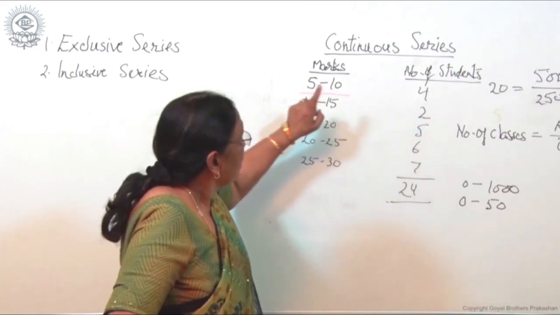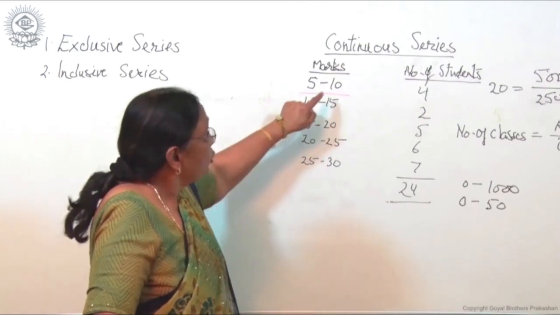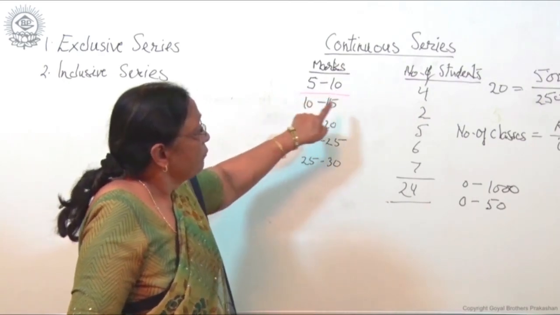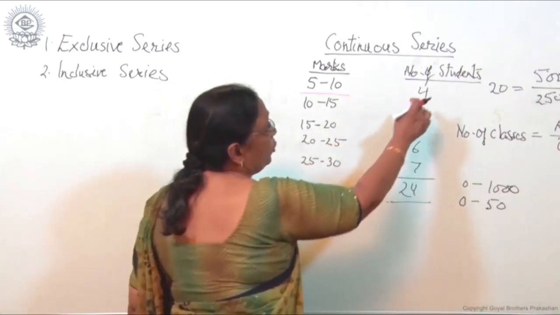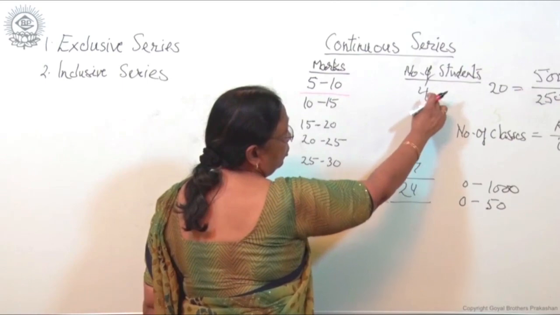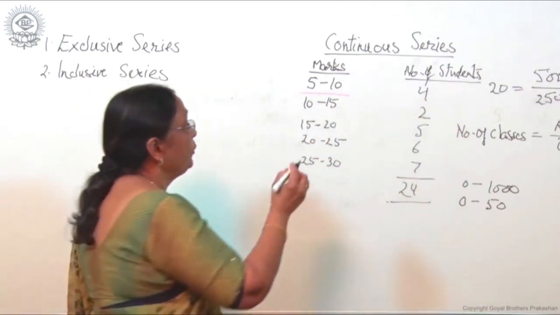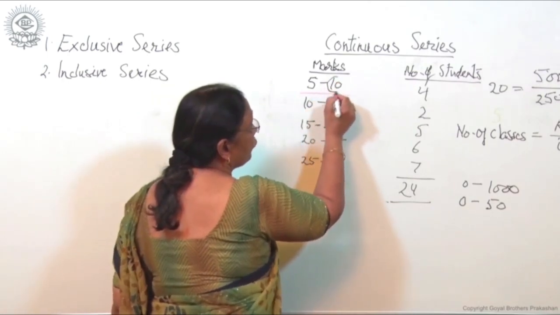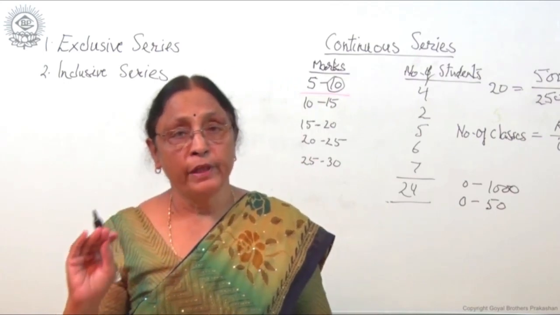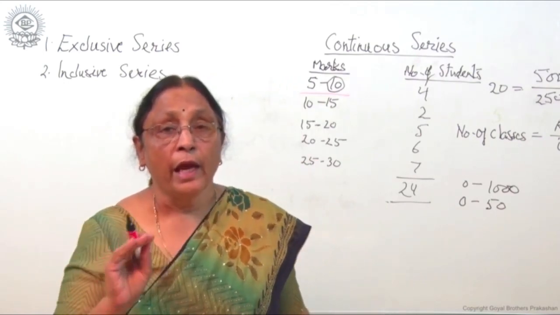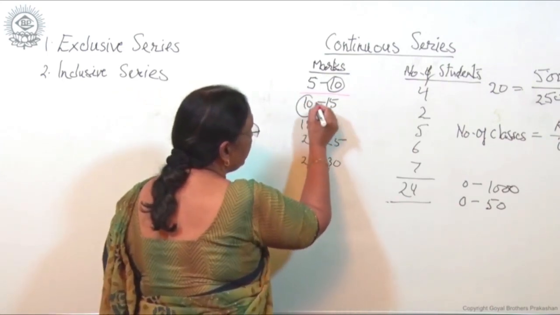I'll tell you again. Suppose one child has scored 10 marks. Now where to add the 10 marks frequency child? That means the person who has scored 10, where to add him? Either in this category or in this. In the case of exclusive series, we will exclude him from here. Exclusive means excluding from the upper limit, right? And the person who has scored 10 marks will be included here.